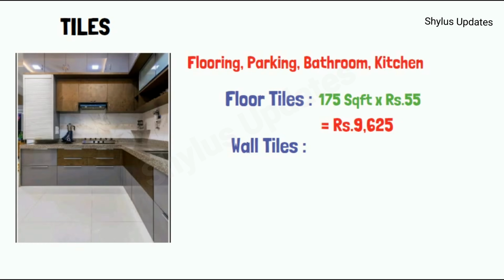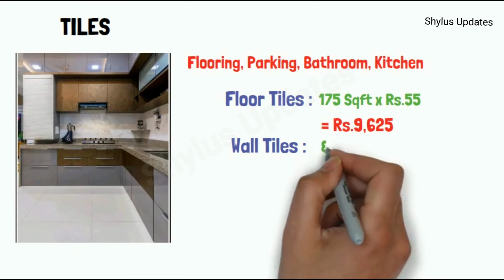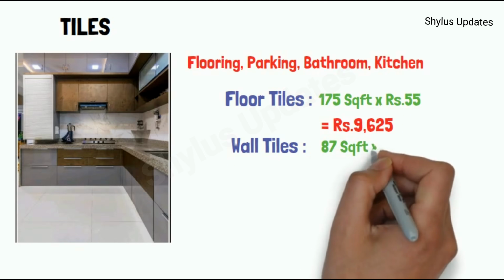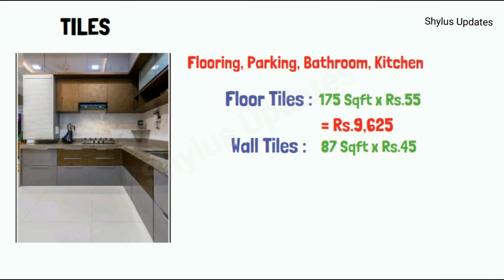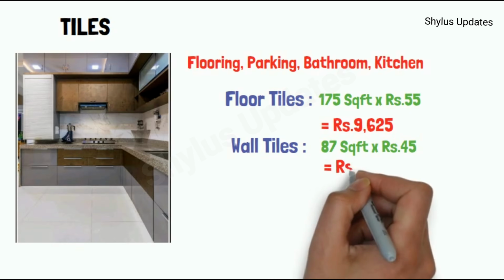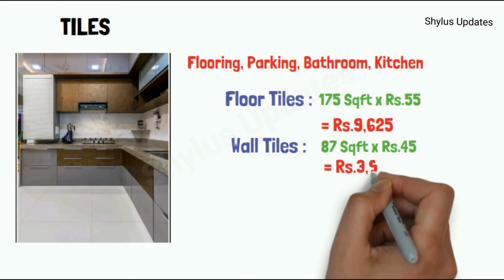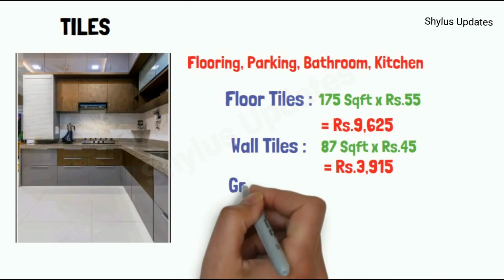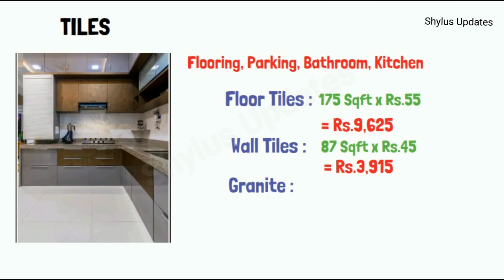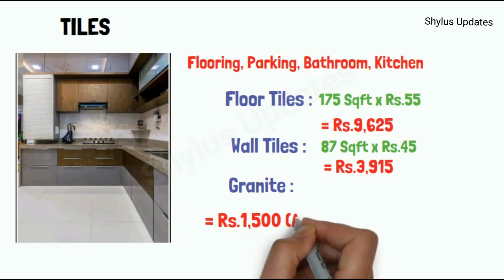The current market rate of a wall tile is rupees 45. You can get wall tile at the rate of rupees 35 also. When you multiply 87 square feet into rupees 45, you get rupees 3,915. Granite, rupees 1,500, which is an approximate cost.